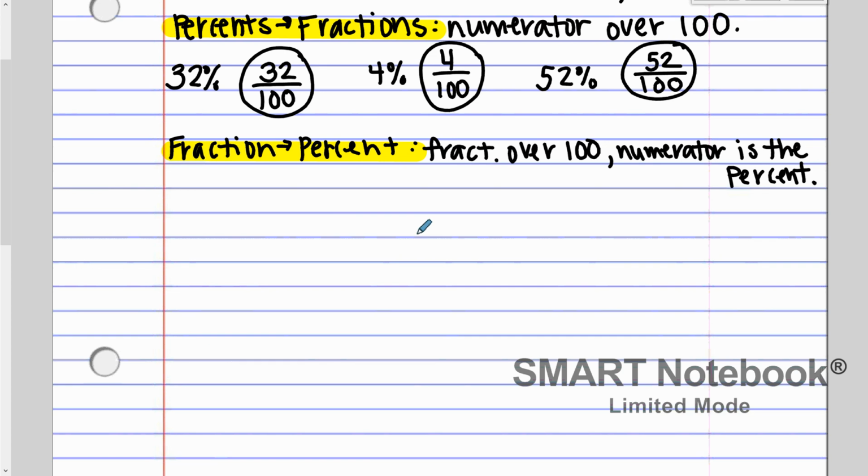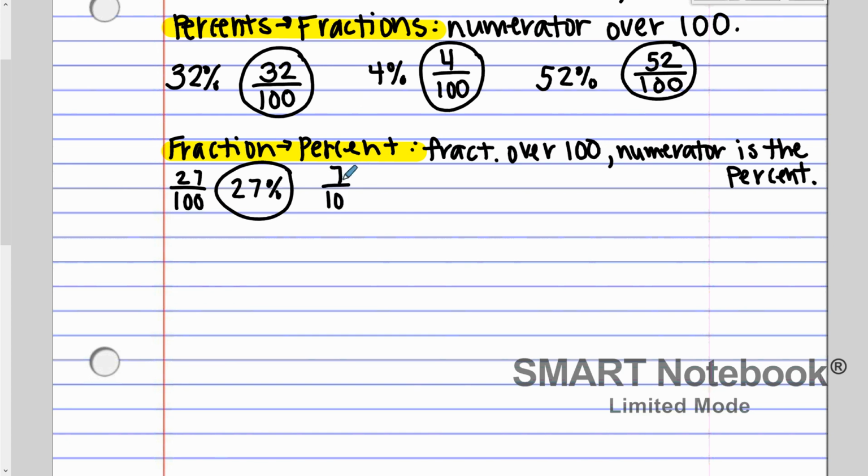First example, we have 27 over 100. This is nice and easy. It already is a fraction out of 100. So our numerator is our percent. This would equal 27%. Second example, 7 over 10. No, I guess if we're going to keep it the same, let's write 7 over 10. It'll be easier this way.